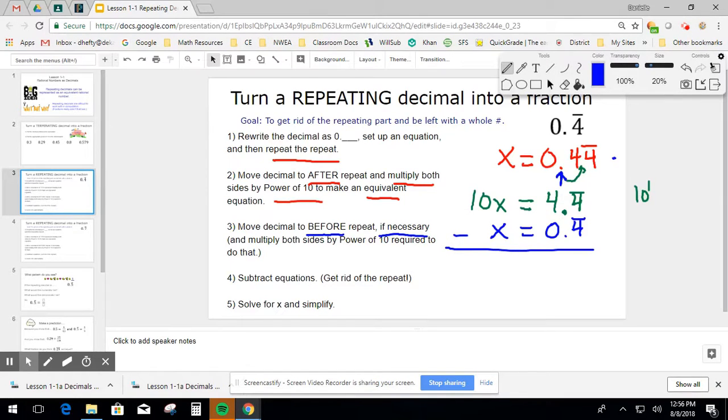In step number 4, we're going to subtract the equations. Not this one. This is the one we were just playing with, trying to figure out where does the decimal go, how many times do I have to move it. So now we're going to subtract. So 10x minus x, well, remember this is just 1x.